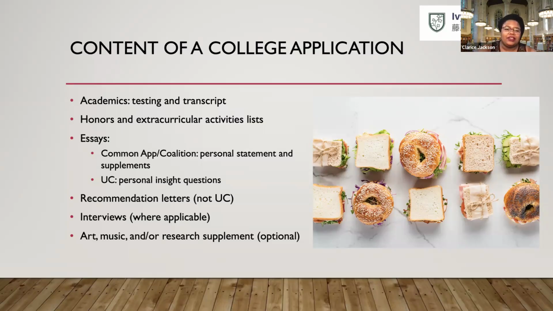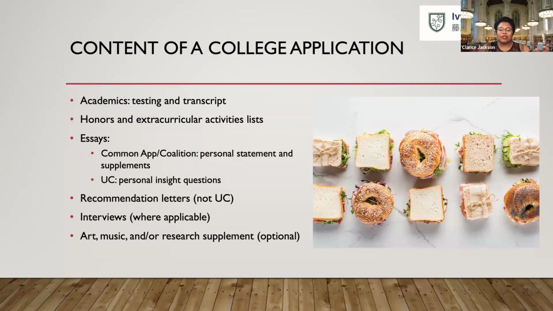So thinking about the different pieces of the sandwich that you're building, you're putting in your academics, which is your testing and your transcript, your honors and activities lists, your essays, and for the Common App and Coalition, that would be your personal statement and supplements. And then for UC, that's your personal insight questions. You have recommendation letters, except for UC. You have interviews where applicable. And then you have an optional art, music, and or research supplement.